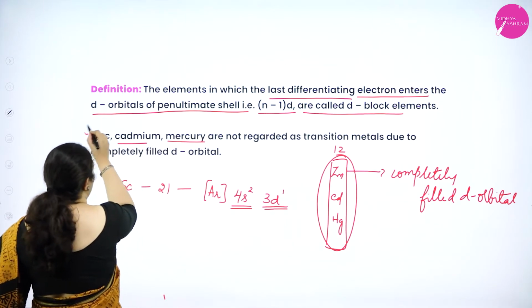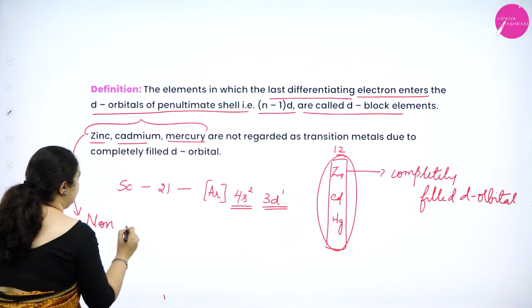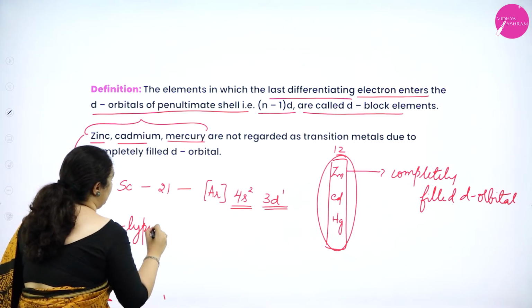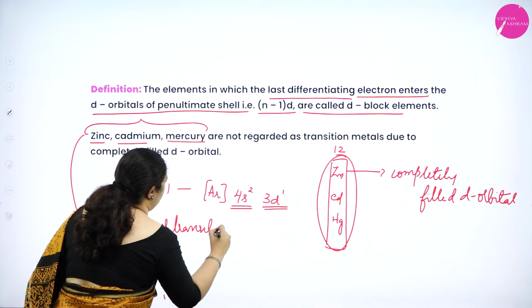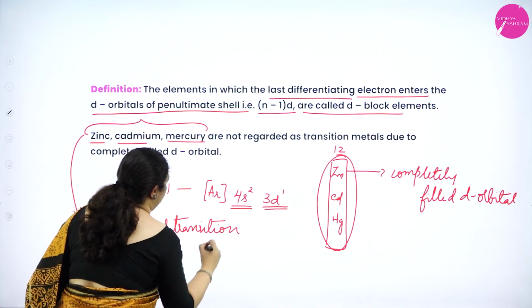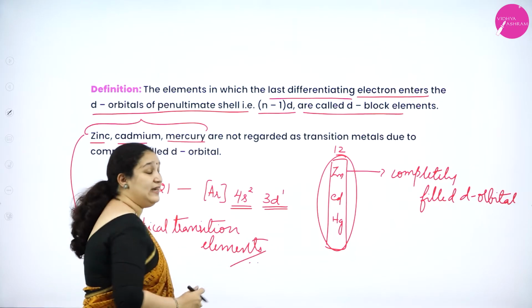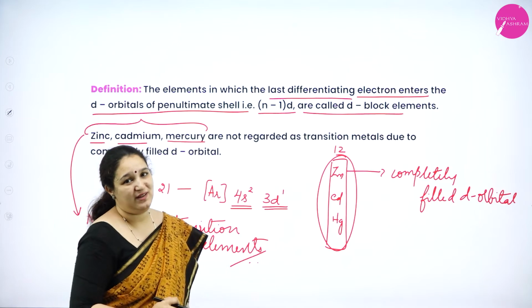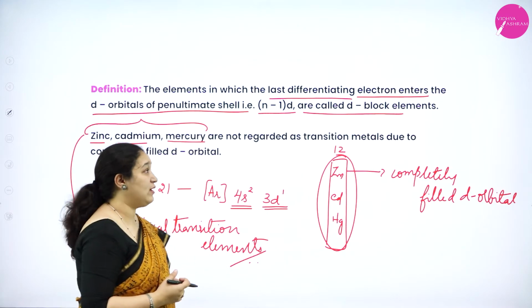So, what are these called? They are also called non-typical transition elements. All the other elements are called typical transition elements. Okay, so I hope you have understood about the d block elements.